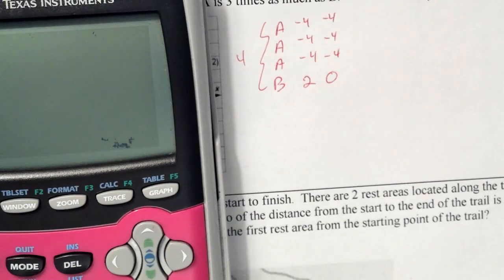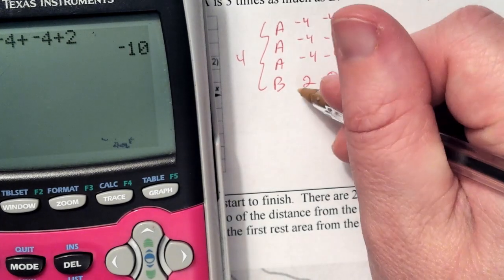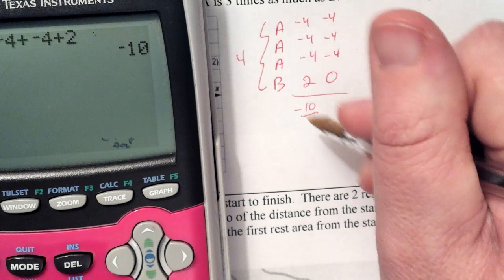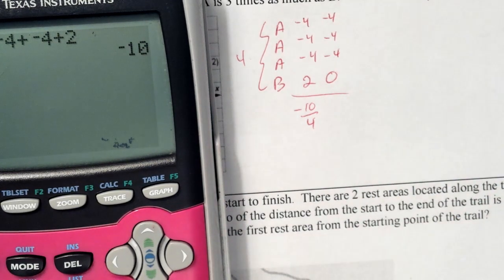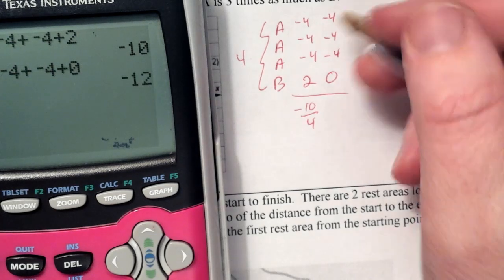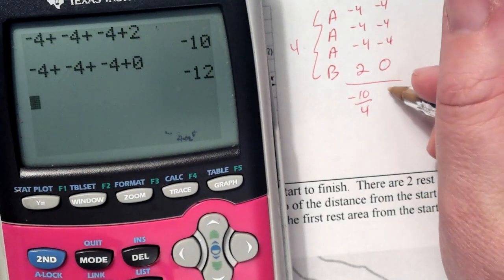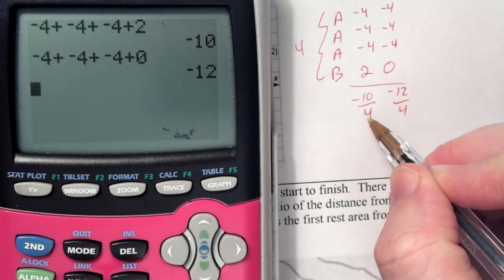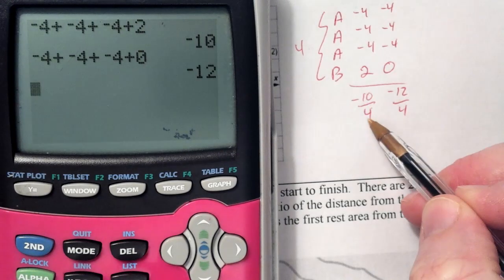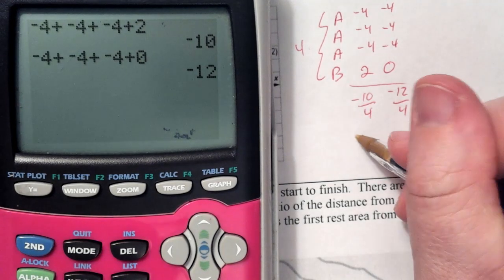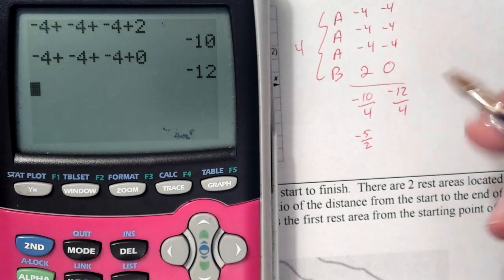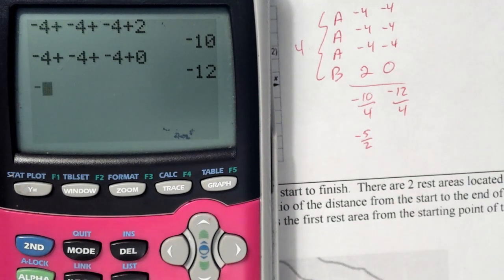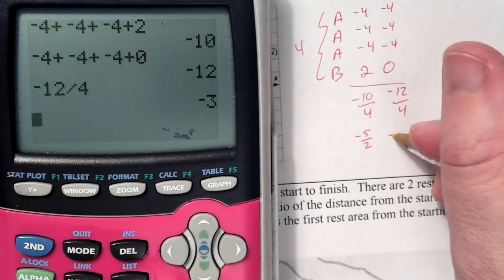So in my calculator, -4, -4, -4, and the number 2. And we pop out with -10 divided by how many total? 4. And we have -4, -4, -4, and 0. And we got -12 over 4. Awesome. Now, can you simplify this? Yeah, that -10 and that 4, we could take out a 2 top and bottom, so that'd be -5 over 2. And then -12 divided by 4, straight up, is the number -3.